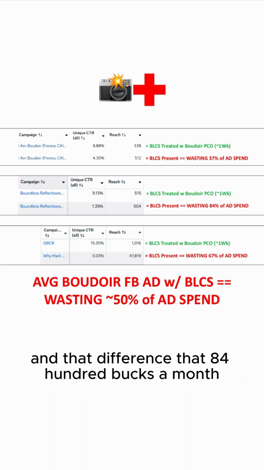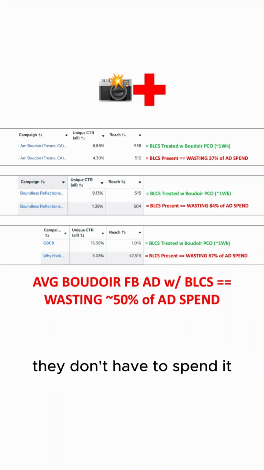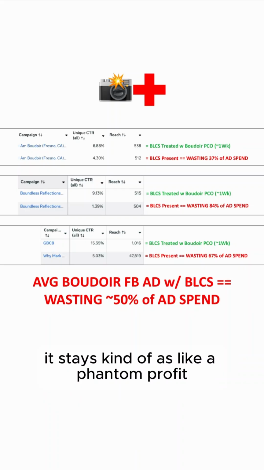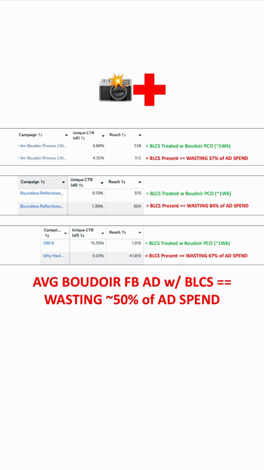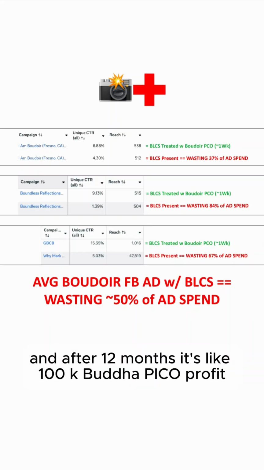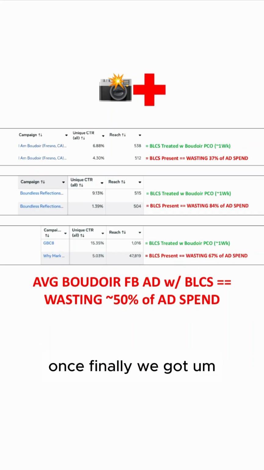And that difference, that $8,400 a month that they now no longer have to spend, they pocket every single month. They don't have to spend it. It stays kind of like a phantom profit, a Boudoir Pico profit, whatever. And after 12 months, it's like 100K Boudoir Pico profit, literally by simply having Boudoir Pico treatment once.